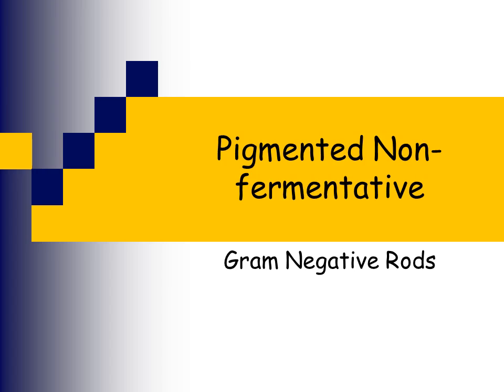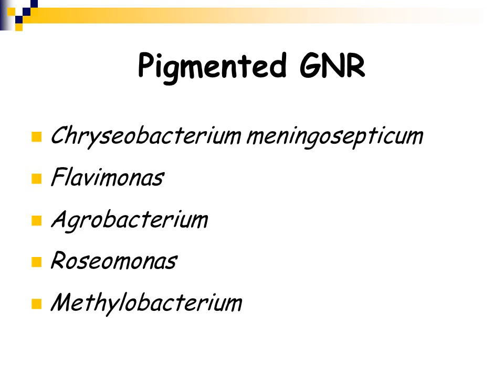We also have some pigmented non-fermentative gram-negative rods. So we talked about pseudomonads and how some of them form pigments, such as the fluorescent group, the pyoverdin, and the Pseudomonas aeruginosa that produces pyocyanin. But we have another group that can form pigments. So these are various organisms that are non-fermentative gram-negative rods that can produce various types of pigments. And these include Chryseobacterium meningosepticum, Flavimonas, Agrobacterium, Roseomonas, and Methylobacterium.